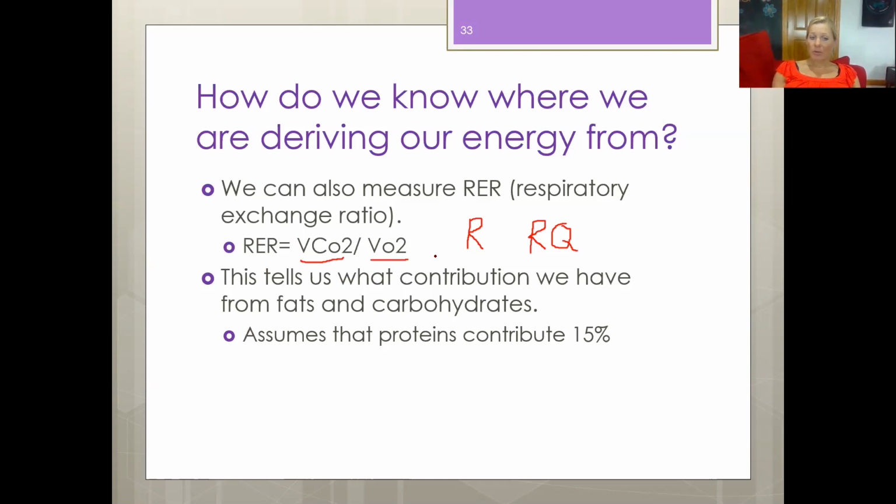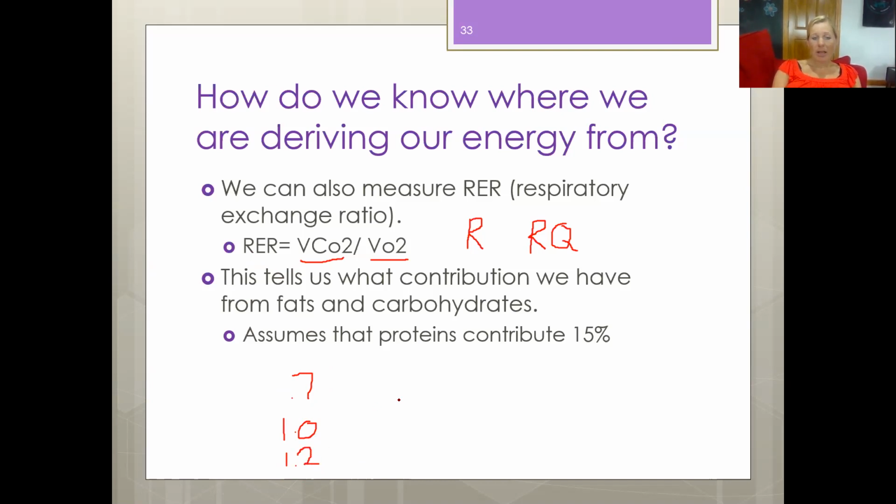So if we're using fats, our RER value will be something like 0.7. If we're using carbs, our RER value will be something like 1.0. Okay. So again, that's kind of the range for us to be able to apply this principle. An RER of 0.7 would indicate that we're using fats as a fuel source. An RER of 1.0 would indicate that we're using carbohydrates as a fuel source. We can also have an RER value of like 1.2, for example.